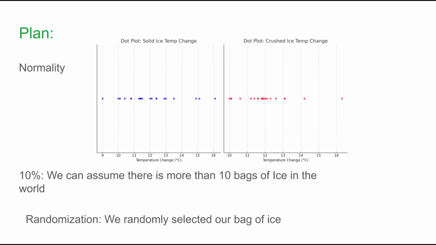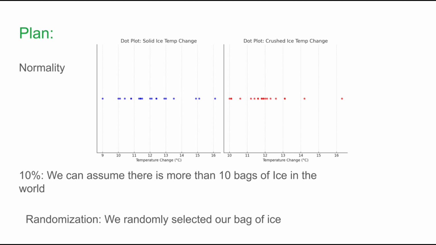In order to do a confidence interval and hypothesis test, we have to test normality. To test normality, we looked at two dot plots side by side to see if they're both symmetric or if there are obvious outliers. In both of them, there could be some slight outliers, but I would say they're mostly symmetric with no super big outliers, so we can assume normality in both of these graphs. We also have to check the 10% condition, and we can assume that there are more than 10 bags of ice in the world. We 100% know that there is, but we just have to assume.